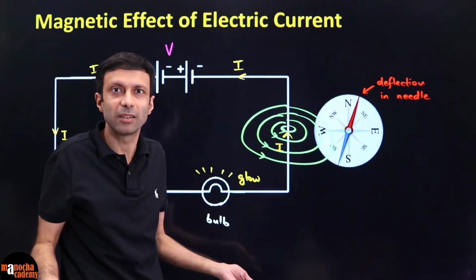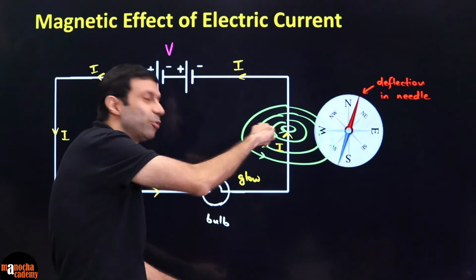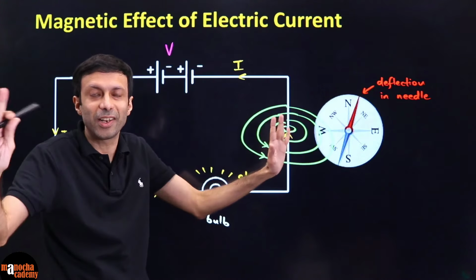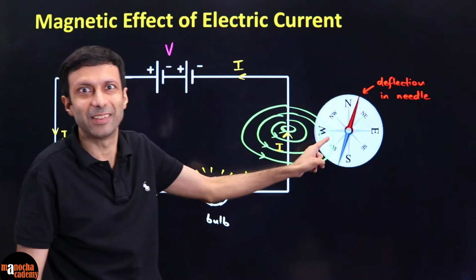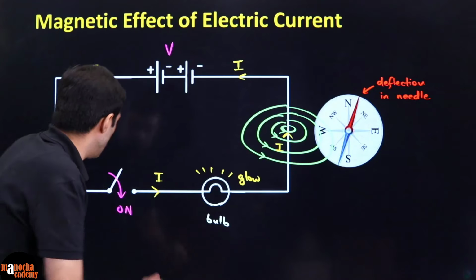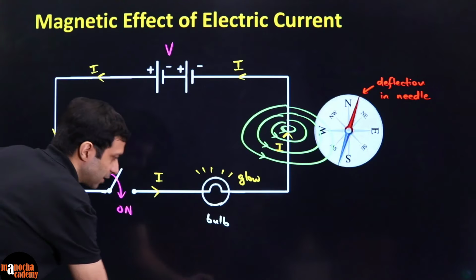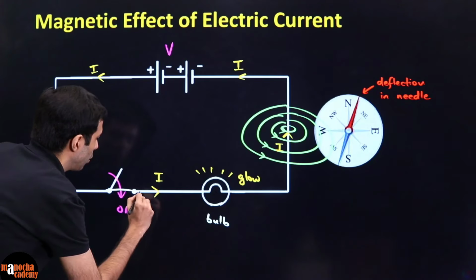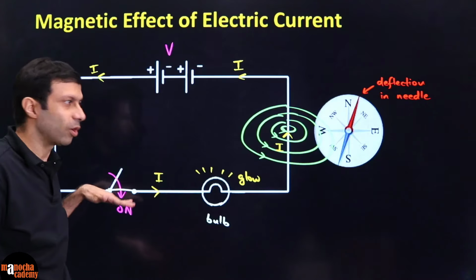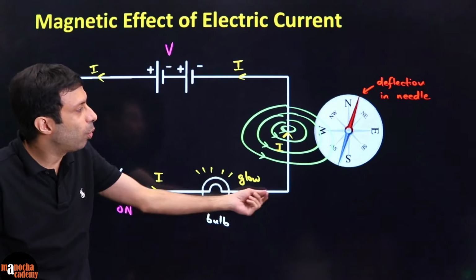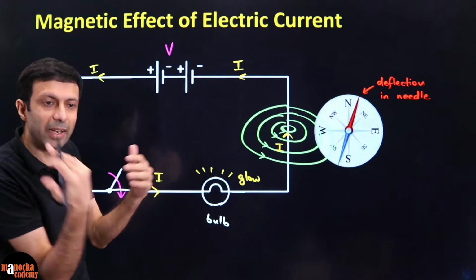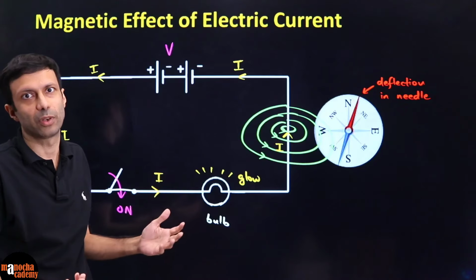It's like Harry Potter magic. Electricity is producing magnetism around it. It's affecting a magnetic needle, not an electric needle. So only when this switch is on, when the switch is off, there's no deflection, okay? When the switch is on, we call this a closed circuit. So when the switch is on, closed circuit, the electrons which are flowing in the wire are creating this magnetic field around it.